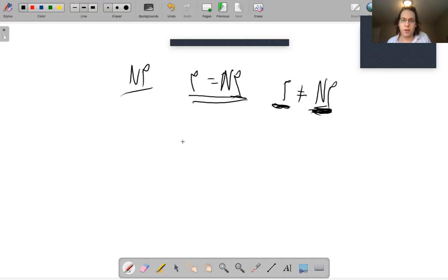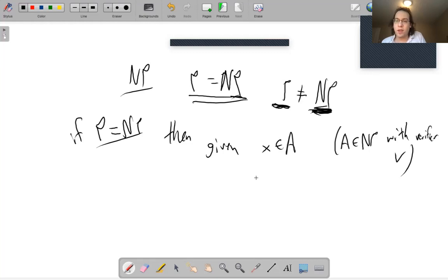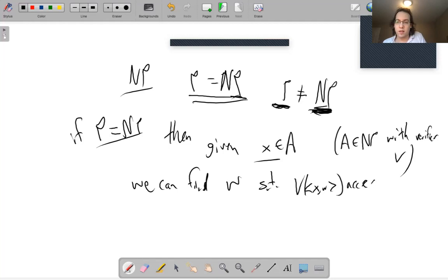But in the last lecture of the notes, what we show is that if P equals NP, so if this counterintuitive thing happens, then given x in A, where A is in NP with verifier V, so given a string x in A, where A is a language that has verifier V, we can find the witness W such that V of x,W accepts. And we can do this in polynomial time.